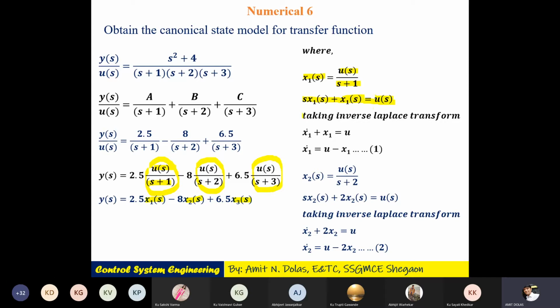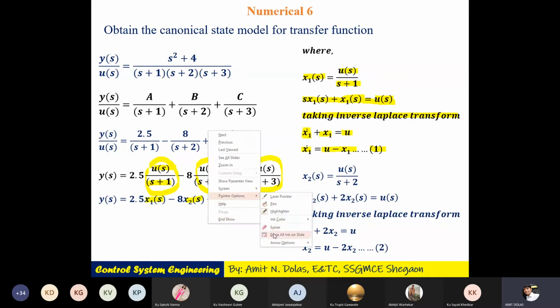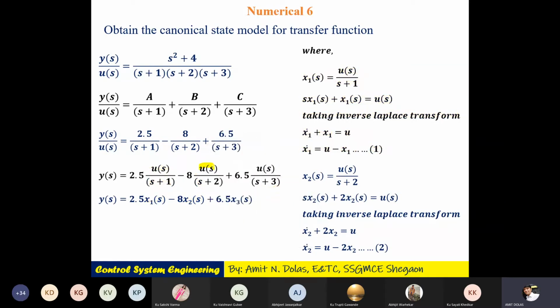So we have to take the inverse Laplace transform, because what we need is in the form of x dot and x. So it will be x dot 1 plus x1 is equal to u. So x dot 1 will be equal to u minus x1. So you got the first equation. Similarly, we'll do it for the second, this part x2. So for that you will get this equation.